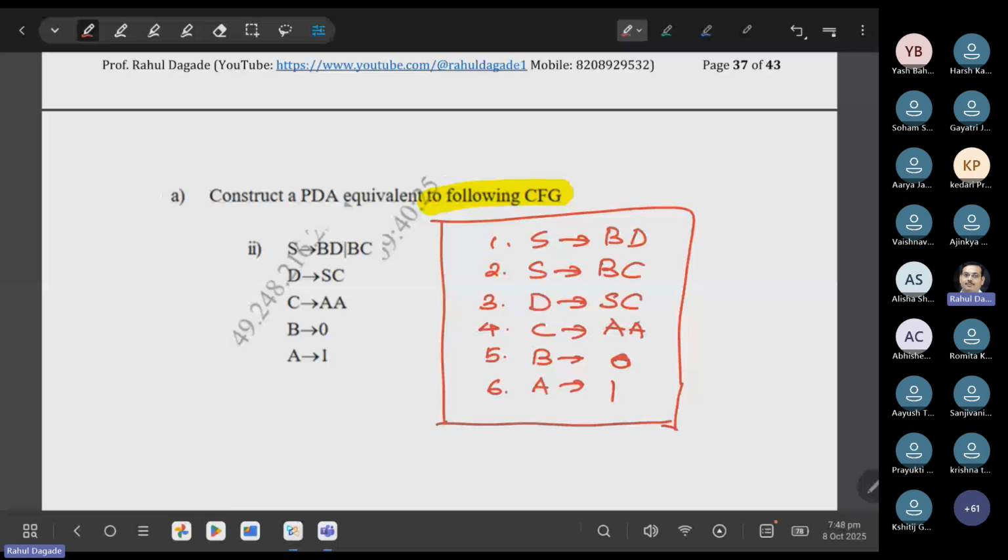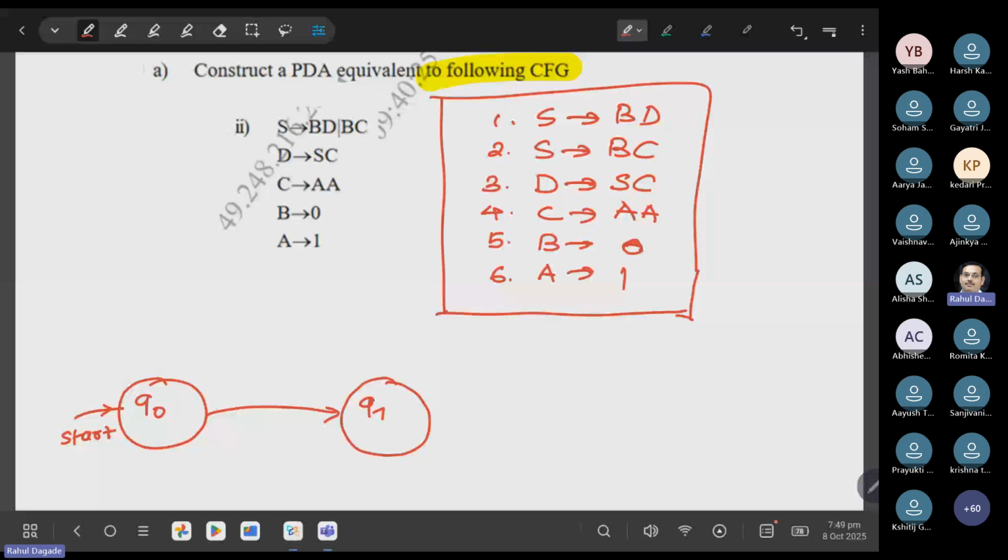So how will it be? You start in the initial state, that is Q0, the start state. You go to the Q1 state by pushing the start symbol of the grammar, which is S. We have null as input and Z0 on stack, so we push S on stack: S Z0.